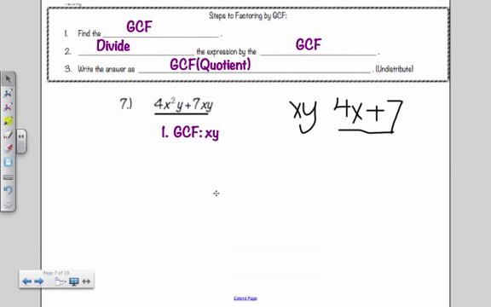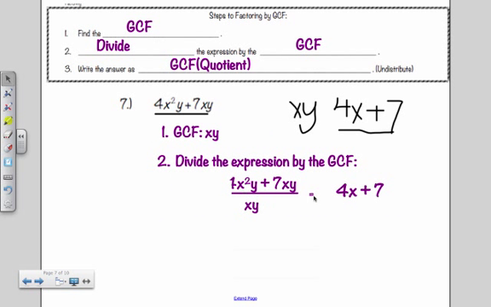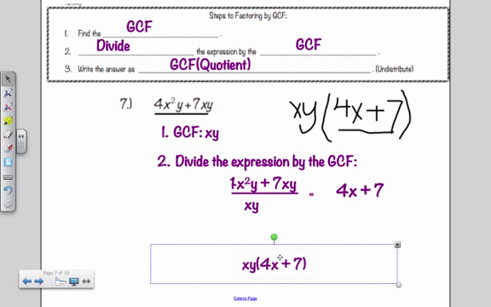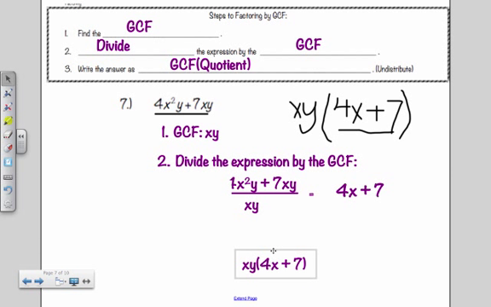Last thing I'm going to do is write my answer with my parentheses. So I'm going to make it look like I undistributed it, which is what I did. And that's my final answer right there. Again, to check to make sure that this is right, I can always go through and distribute the xy into each one of these terms, and I should get the original expression.